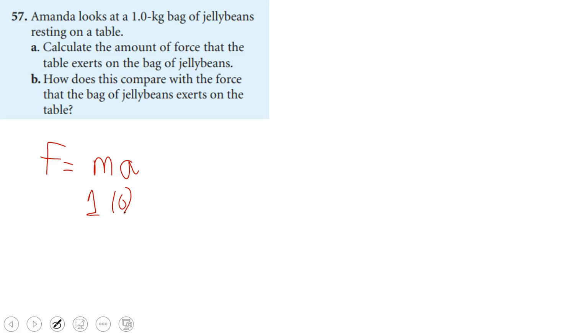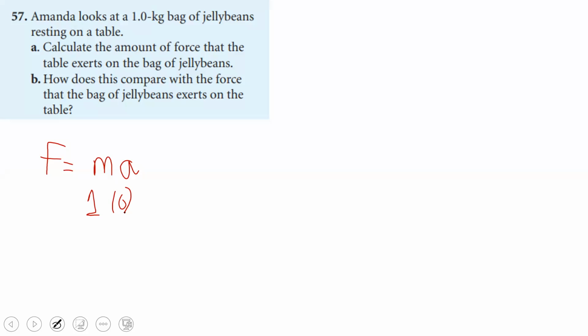Actually, the force of the table will be 0 too because it won't remove the bag, so because of that the bag will be at rest. No, the force on the table is not 0. The force on the object is 0. The force on the table is 10, it should be 10 Newton. Because the forces act on two different objects. On the jelly beans, the net force is 0 because of the normal force.